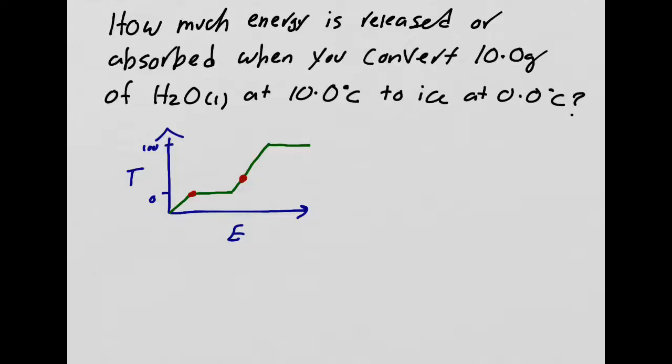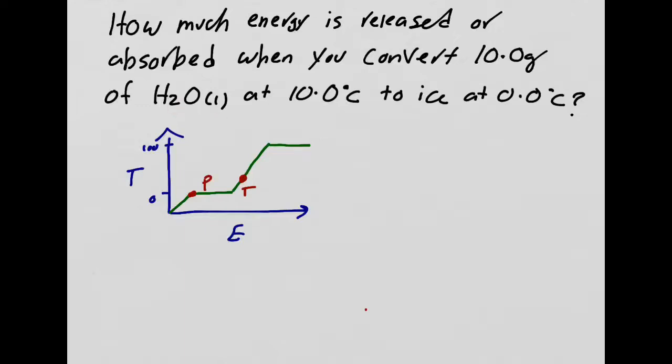And I'm trying to get to ice at 0. I'm trying to get to over here. So what do I need to do? I need to do a T change and I need to do a P change, right? I need a T change and I need a P change. Again, I'm going to tell you how I got there.